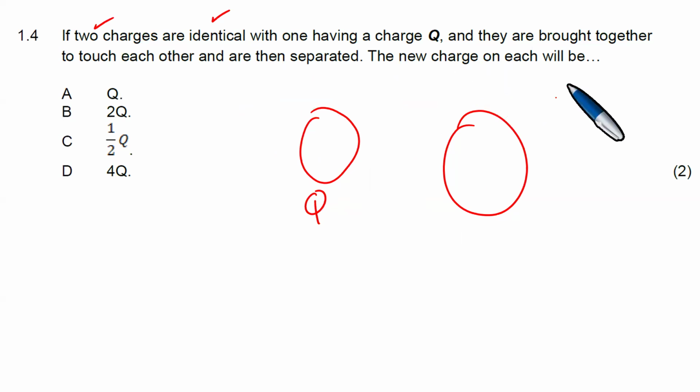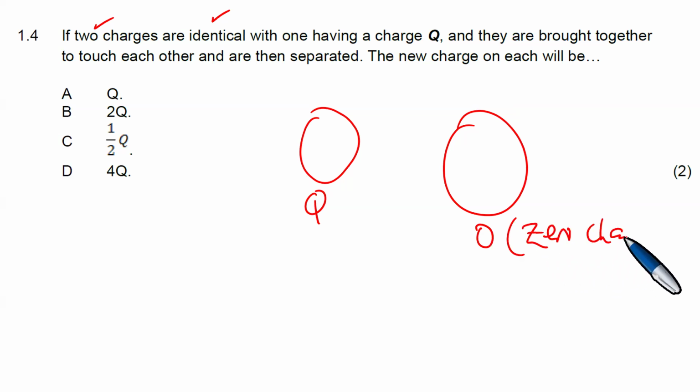They are brought together and then separated. The new charge on each will be what? What do you think the answer is? Anyone home? So you take this one with charge Q, this one has 0 charge. And you bring them together, okay, that's awesome. So the new charge on each will be, okay, that's fine if you're thinking so. Let's think about this one.